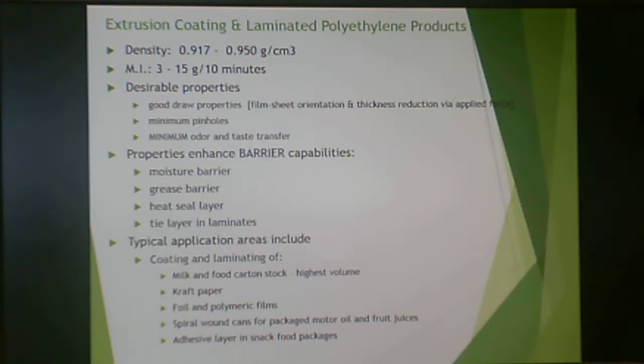You enhance the barrier properties by increasing a moisture barrier, a grease barrier, a heat seal layer. So if you line a bag with this, you can heat seal that polyethylene to get it to close, like in a chip bag. And you can also create a tie layer in laminates. These include coating and laminating of milk and food carton stock. This is the highest volume. Lining of kraft paper, so that brown paper. Foil and polymeric films for chip bags. Spiral wound cans for motor oil, fruit juices, the biscuits that explode on you at a moment's notice, and also an adhesive layer in snack food packages.